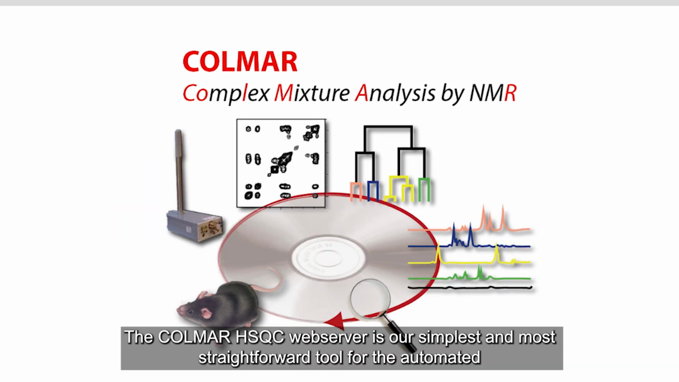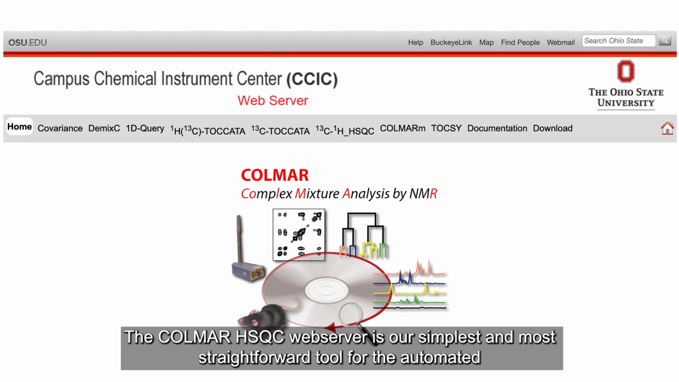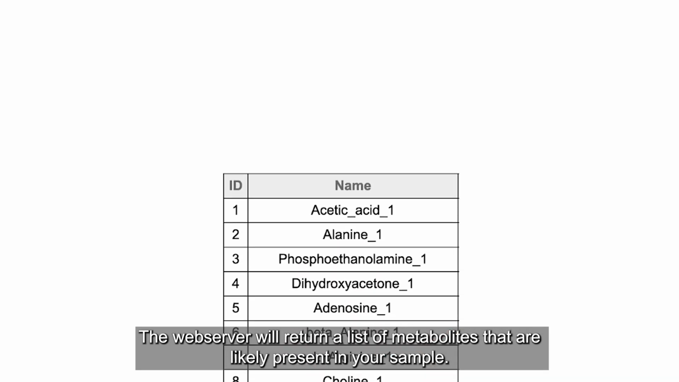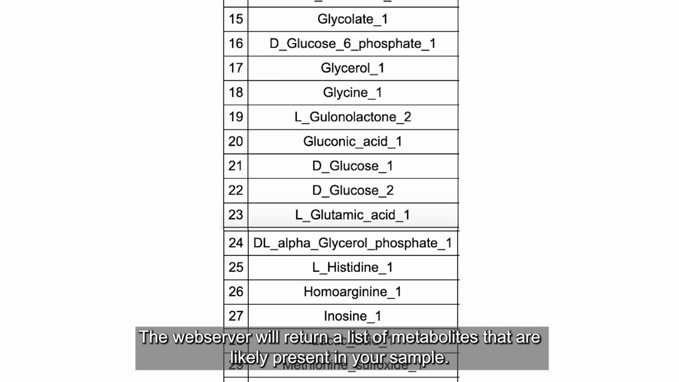The Colmar HSQC web server is our simplest and most straightforward tool for the automated query of a 2D NMR spectrum of a metabolomics sample against our Colmar metabolomics database. The web server will return a list of metabolites that are likely present in your sample.